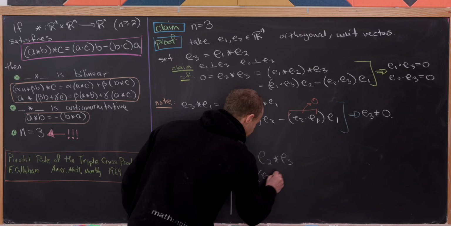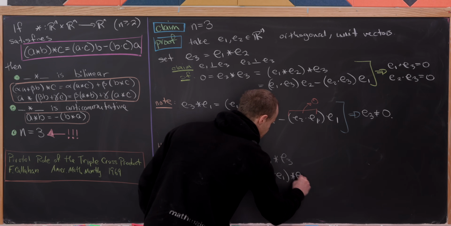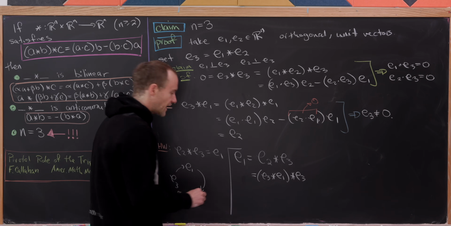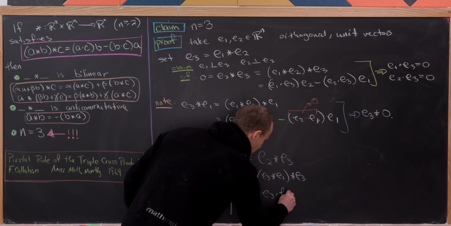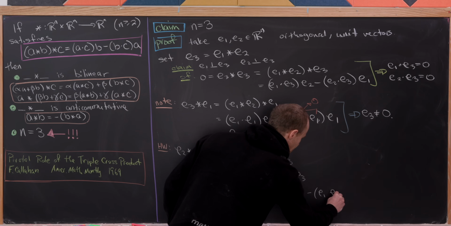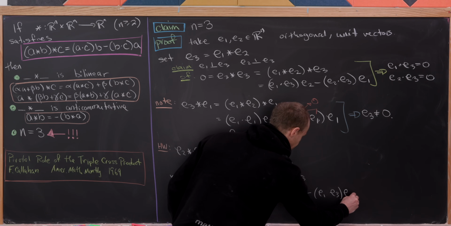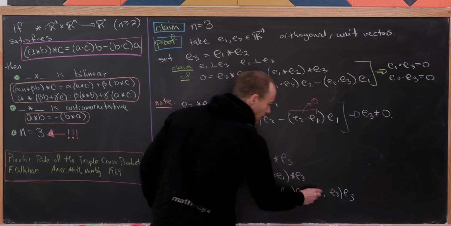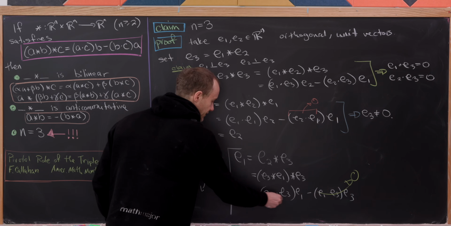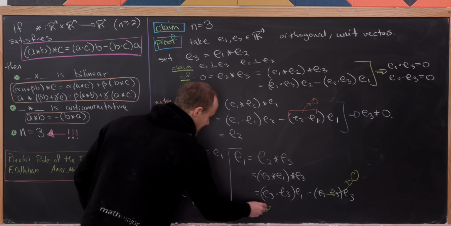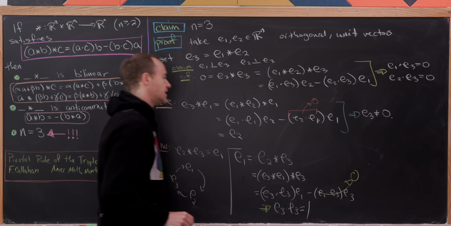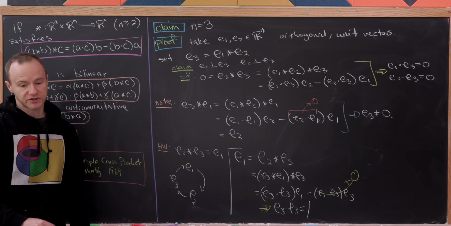So we have E3 star E1 star E3, and then use the triple product identity on that. That'll give us E3 dot E3 in the E1 direction, and then minus E1 dot E3 in the E3 direction. But of course, we know that E1 dot E3 is 0, so that goes to 0. And then we've got E1 is E3 dot E3 in the E1 direction, but that tells us that E3 dotted with itself must be equal to 1, meaning that we have a unit vector.